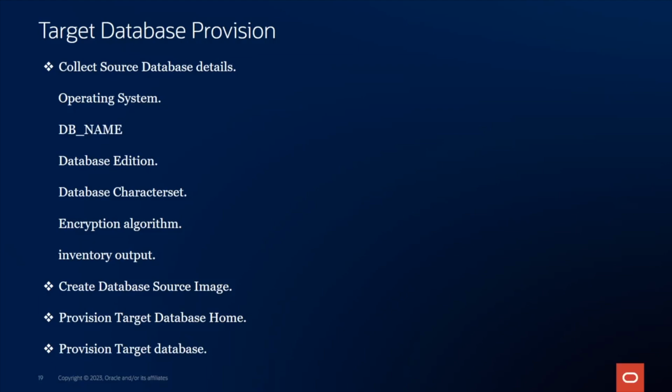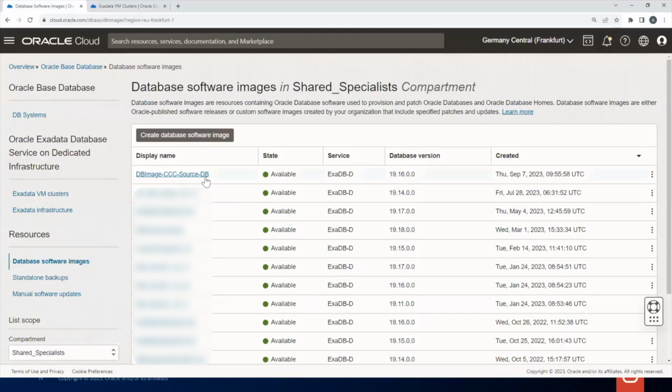But what if you have one-off patches installed in your source? Those one-off patches won't be by default there in the 19.16 image that OCI has. That is why it is always recommended to create a custom image where you can have your one-off patches ready, and then you make a custom image for you, and then from there you create your database. So all these things, we will see in the console. So let me go to the console now.